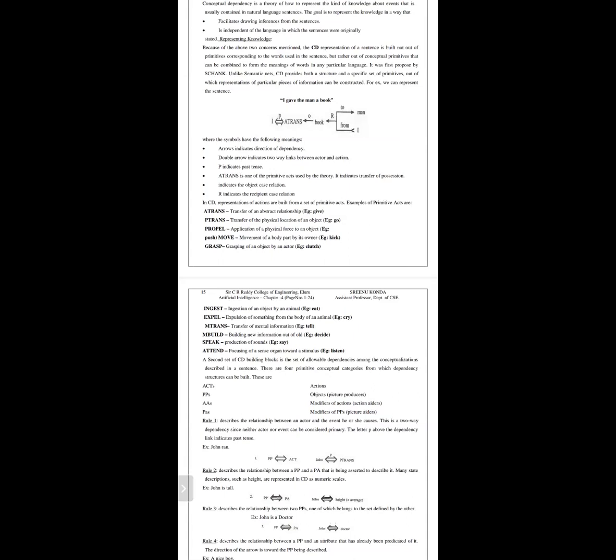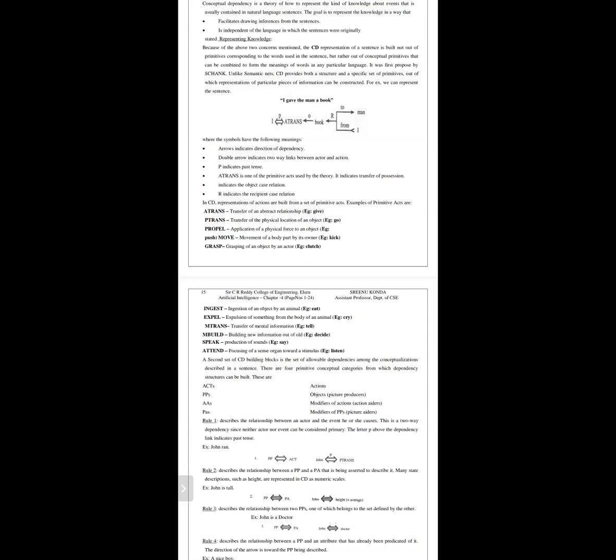Next, grasp. Grasp is nothing but to hold something. Grasping of an object by an actor. For example, clutch. That means just placing the hand and closing it on the object. Okay, grasp.